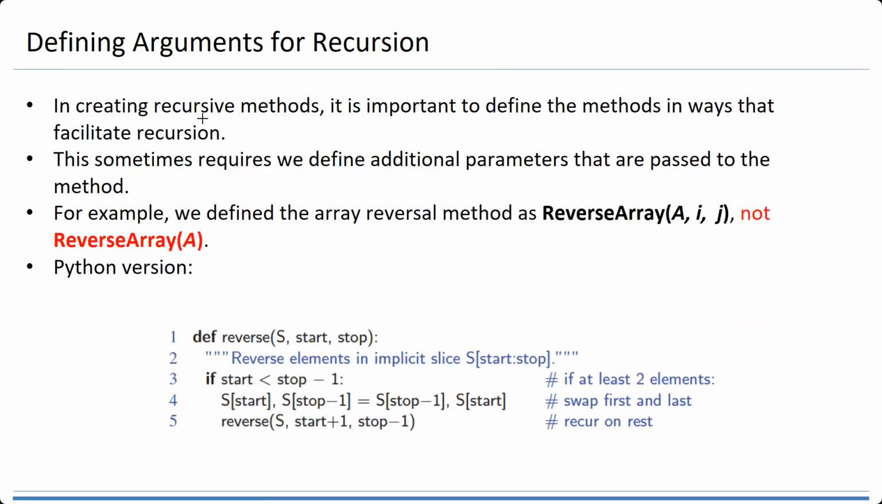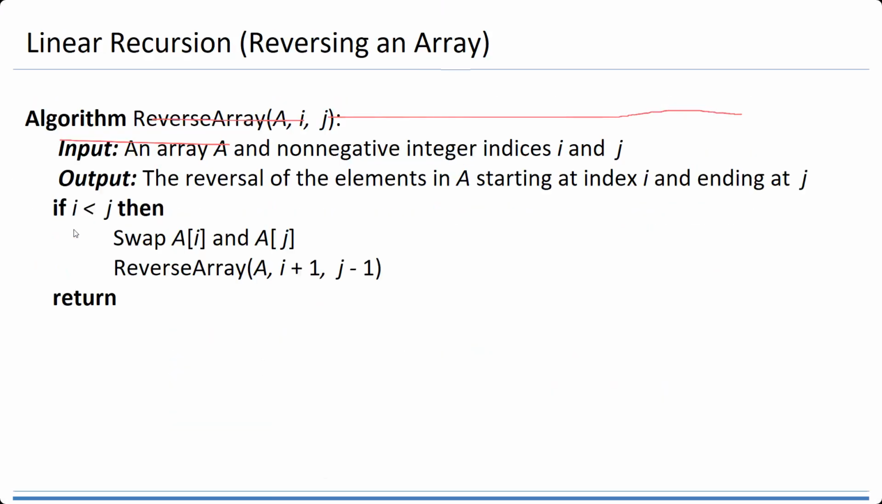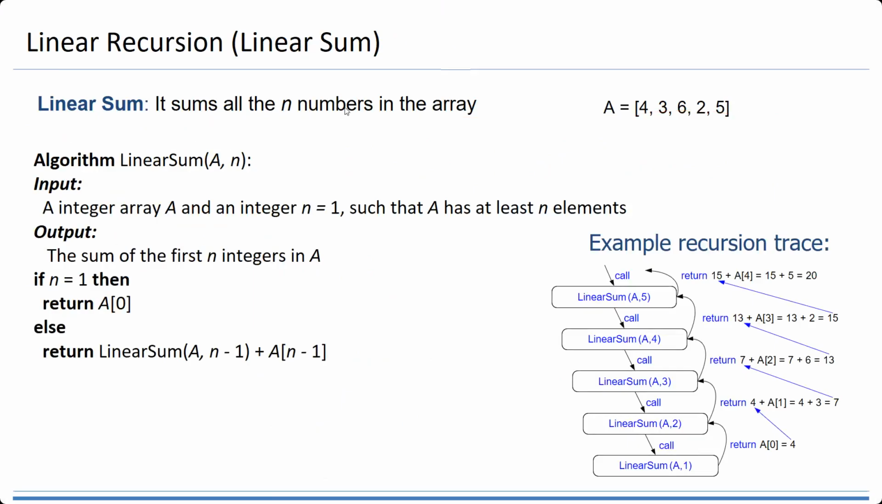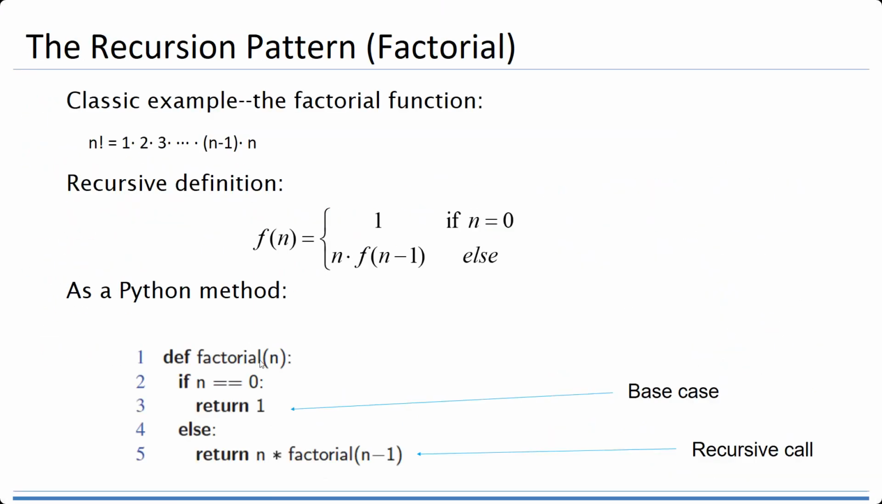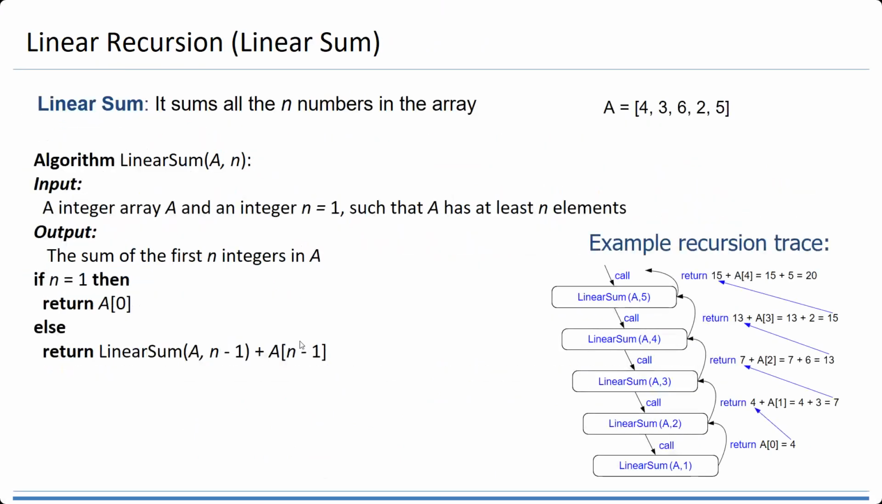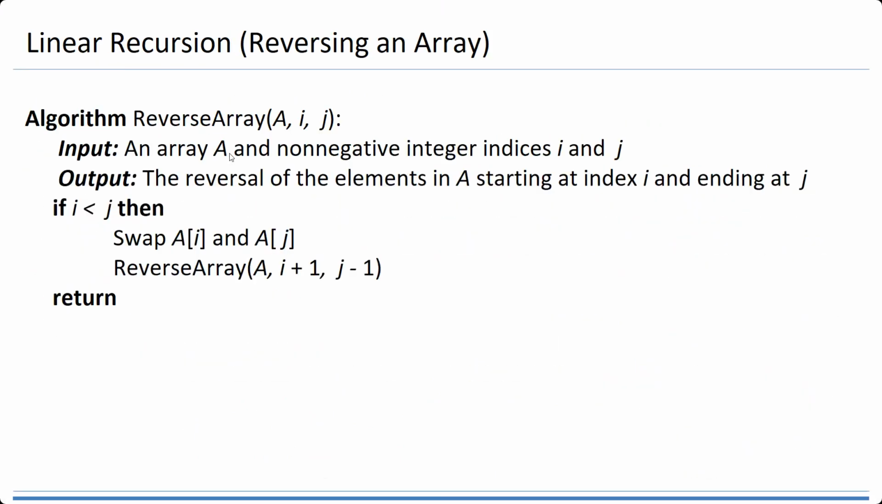In creating the recursive methods, it is important to define the methods in ways that facilitate recursion. In the previous examples, we have various kinds of arguments. In the first algorithm, the linear sum, we have two parameters. In the factorial, we have one parameter. We have two parameters for the linear sum. For the reverse array, we have two parameters.